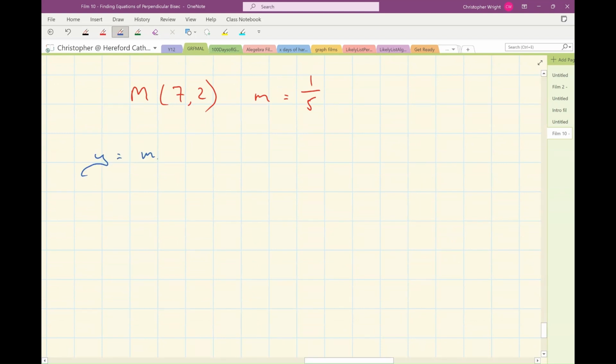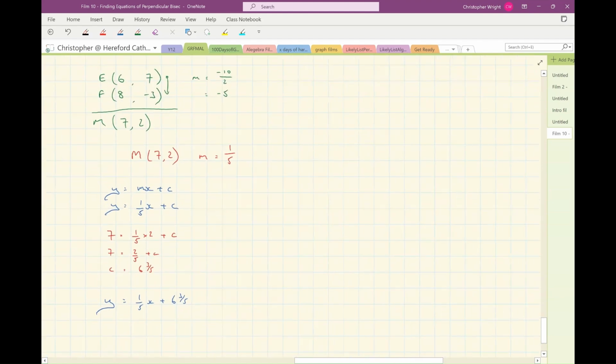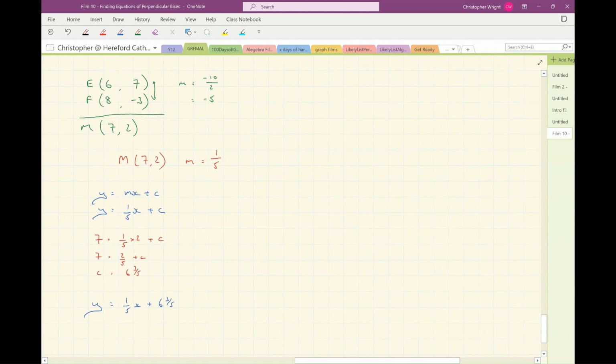y equals mx plus c. So that's going to be y equals a fifth of x plus c. Now I know that when x is 2, y is 7. So I know that 7 equals a fifth times 2 plus c. So 7 equals 2 fifths plus c. So c is 6 and 3 fifths. So now I know that the equation of the perpendicular bisector is y equals a fifth x plus 6 and 3 fifths. And there you go. Getting easier, I hope. Let's have a look at another.